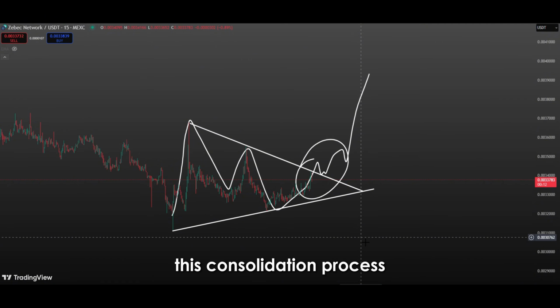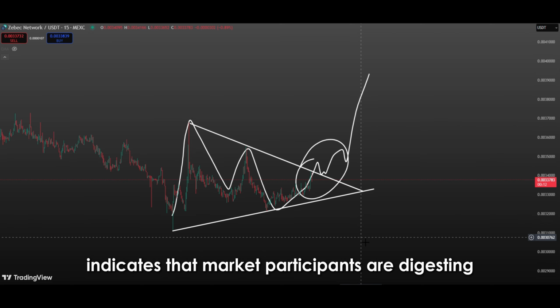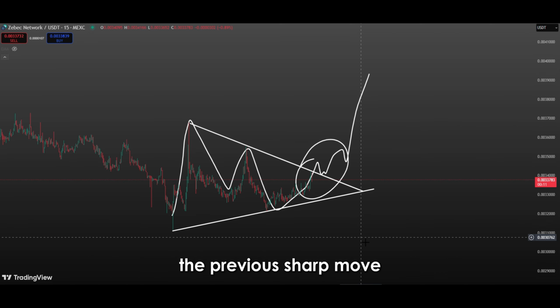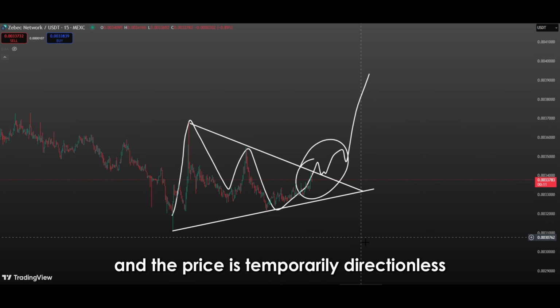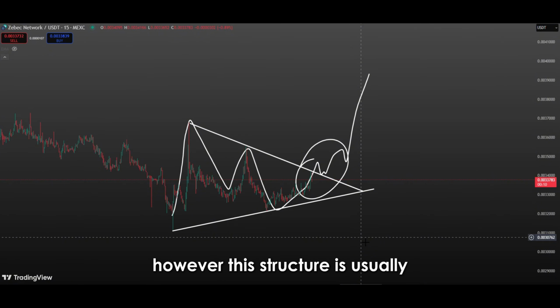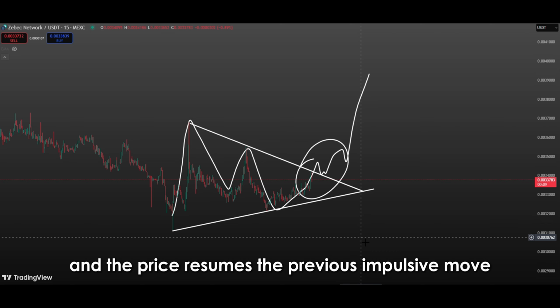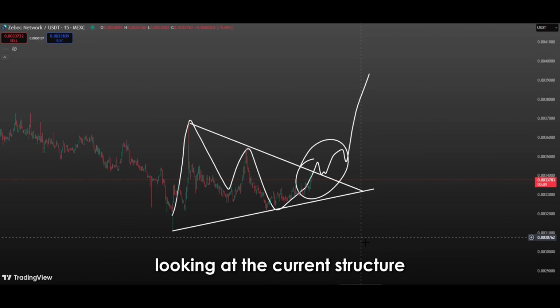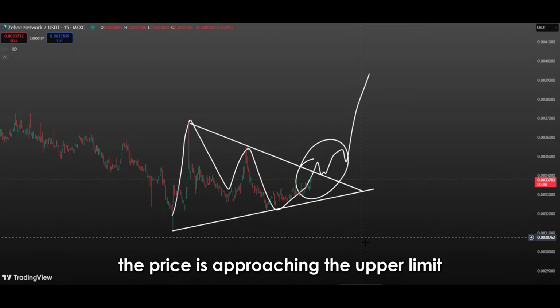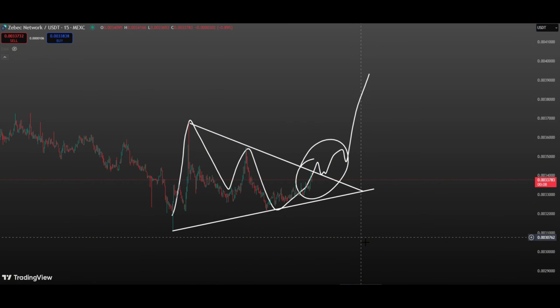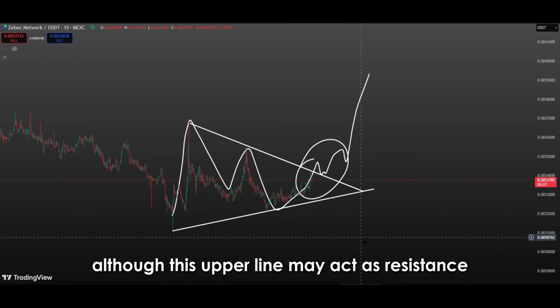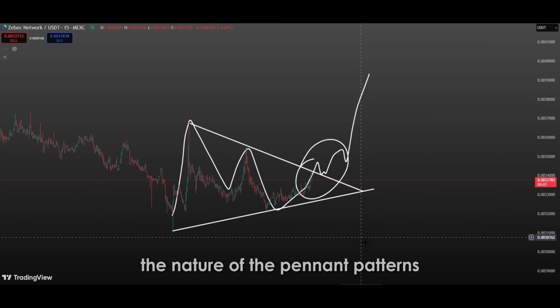This consolidation process indicates that market participants are digesting the previous sharp move and the price is temporarily directionless. However, this structure is usually broken in the direction of the trend, and the price resumes the previous impulsive move. Looking at the current structure, the price is approaching the upper limit of this structure. Although this upper line may act as resistance on a short-term basis, the nature of the pennant patterns means that a break of this resistance could be a bullish technical signal.